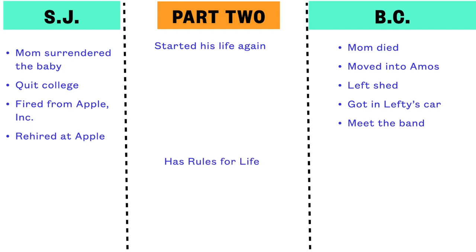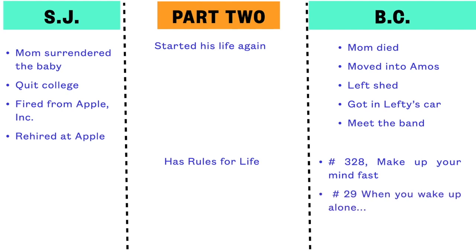Both of these men have rules for life, things to live by. Bud Caldwell has rule number 328. And to paraphrase, make up your mind fast. The longer you think about it, the more easy you're going to change, right? Rule 328. He has rule number 29. When you wake up alone, well, you're going to have to look up that one yourself. Something about Todd putting that pencil in his nose taught him a rule about when you wake up alone and you don't know where you are. And, well, Bud has rules for everything. Like when somebody says gone, it means they're dead.